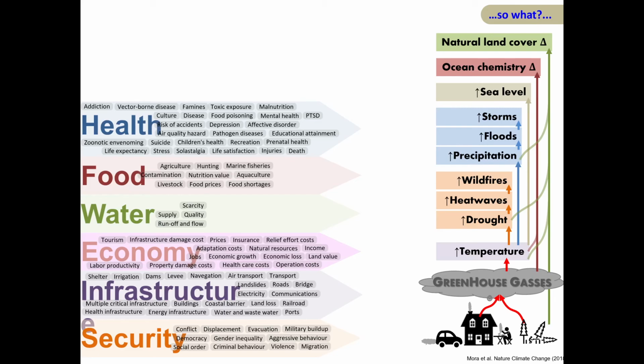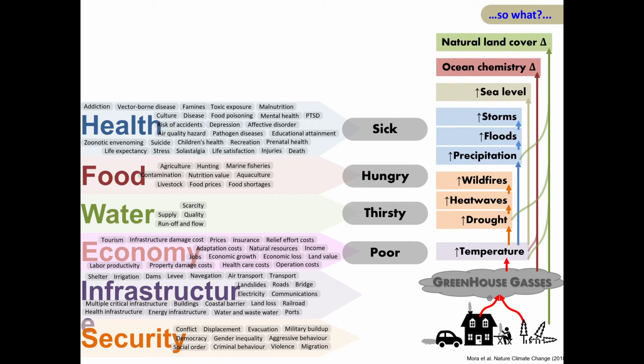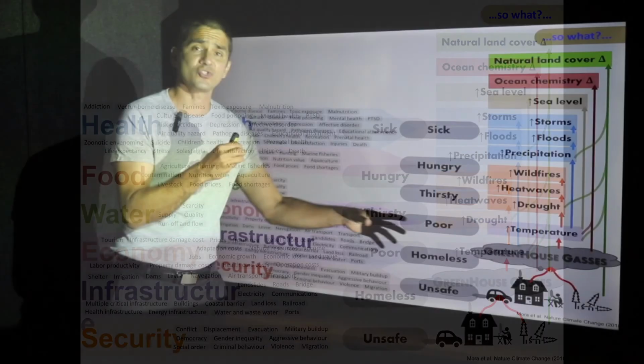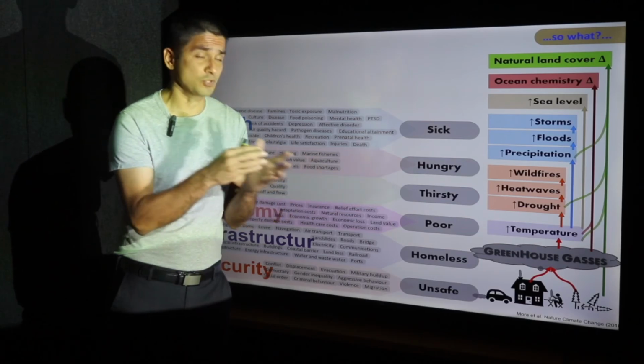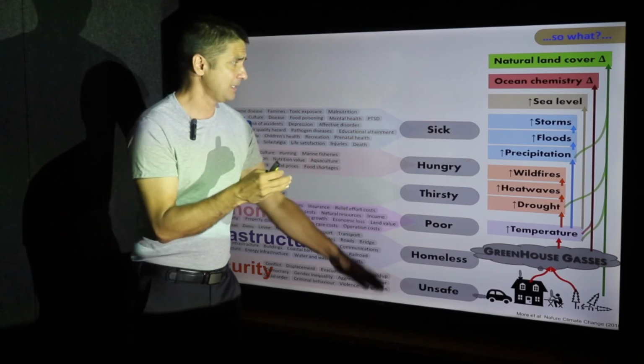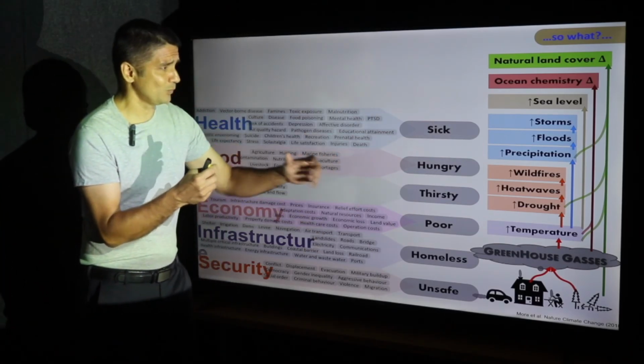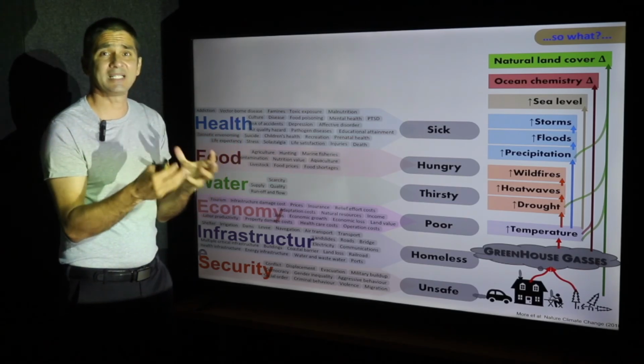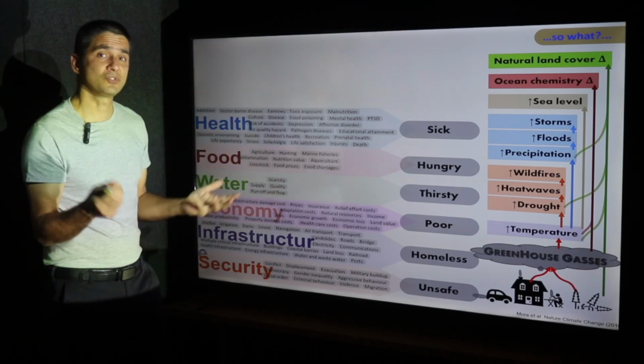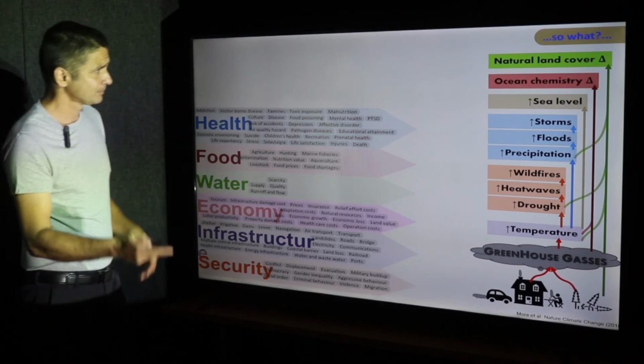Basically, what we are talking about here is that these climatic changes have the capacity to make people sick, hungry, thirsty, poor, homeless, and unsafe. So almost every aspect of humanity can be influenced because of these greenhouse gases. And that's the reason why so many people are concerned about these greenhouse gases and why so much attention has been paid to it. And imagine if this is what it means for people, and we have the capacity to withstand, you can imagine what that means for a species that just doesn't have the capacity that we have.